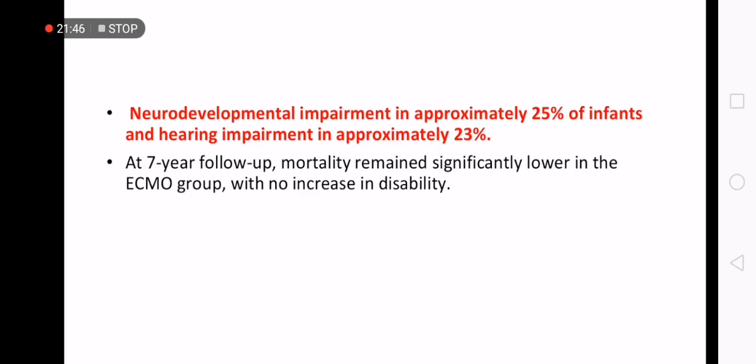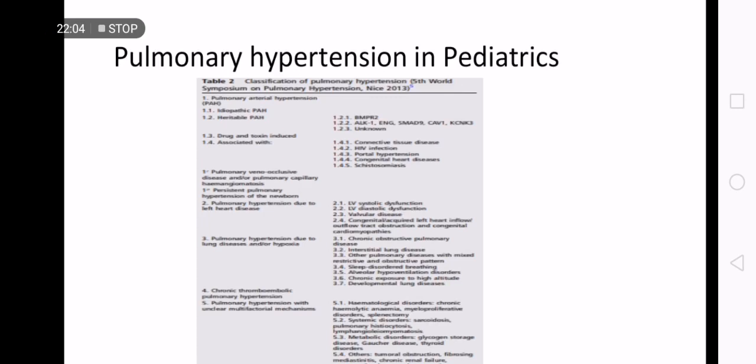Neurodevelopmental impairment occurs in approximately 25% of infants, and hearing impairment in approximately 23% of the patients. At 7-year follow-up, mortality remains significantly lower in the ECMO group with no increase in disability. This slide is discussing pulmonary hypertension in the pediatric age group and not the neonatal age group.